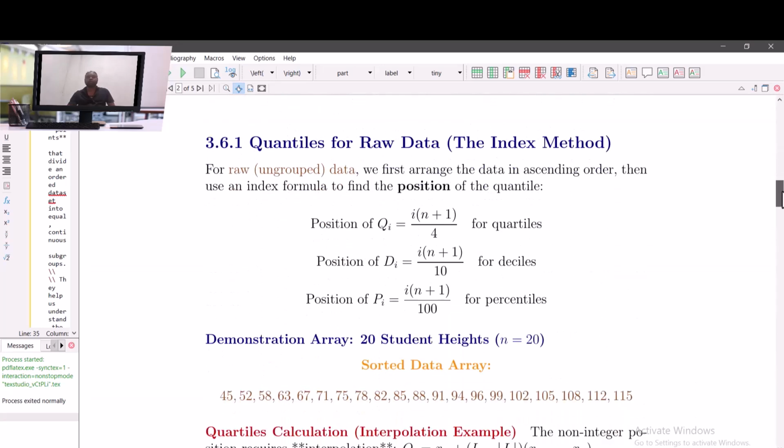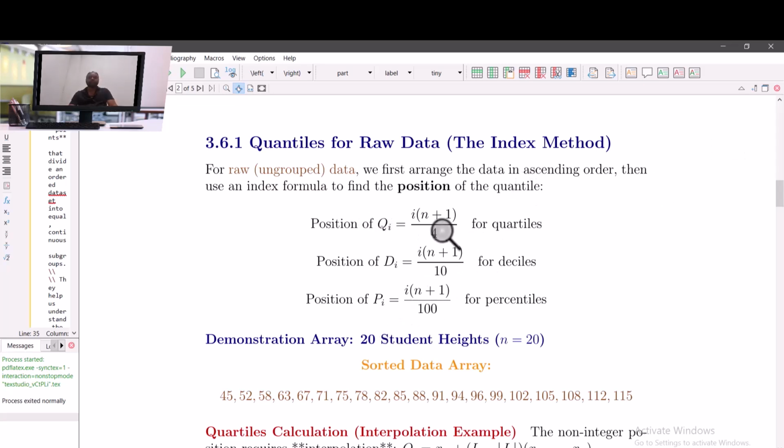Now we are in a position to understand how to calculate quantiles from raw data using the index method, and next we will see how to calculate quantiles from grouped data. So let us begin with the raw data calculation of quantiles. For raw data, the first step is arranging the data in ascending order. Then we make use of an index formula to find the position of the quantile.